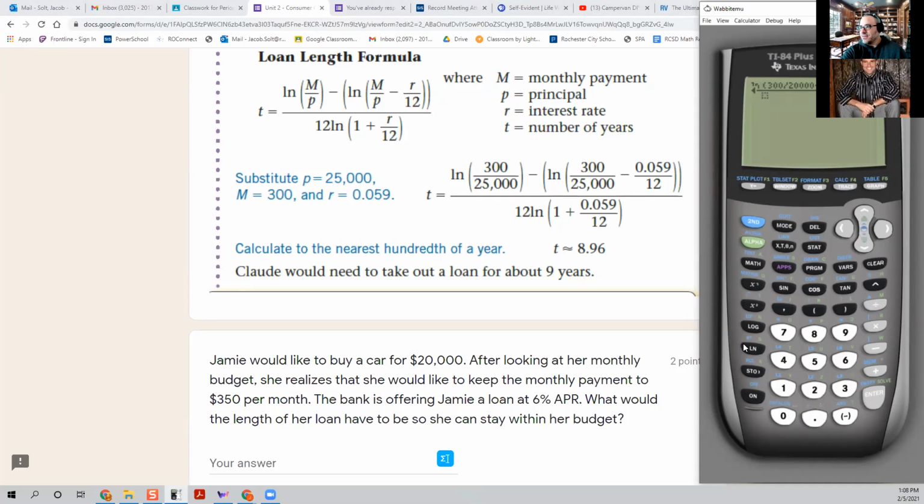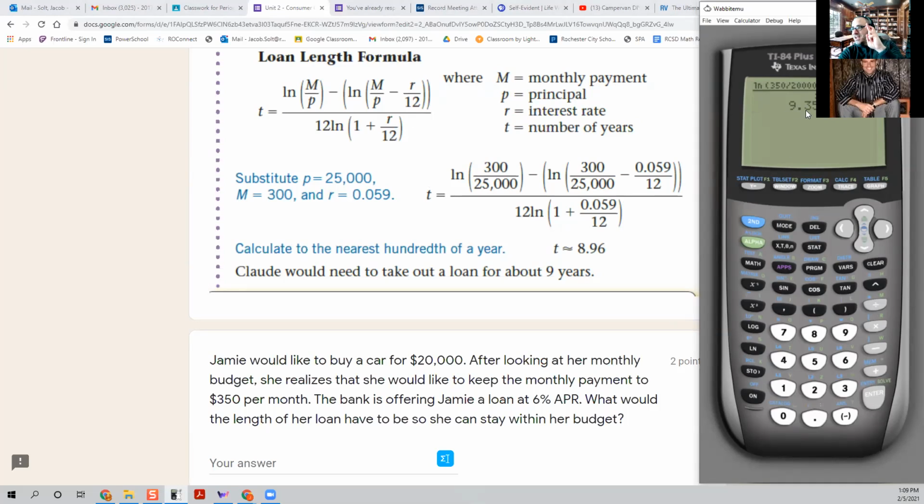I'm going to the denominator. All right, here's the denominator. It's going to be 12 times the natural log. 12 times natural log. Okay. 1 plus rate divided by 12. The rate's 0.06 divided by 12. Why 12? Because there's 12 months in a year. Okay, I am done. I'm going to cross my fingers and hope for the best. If I was careful, I should get a reasonable answer here.